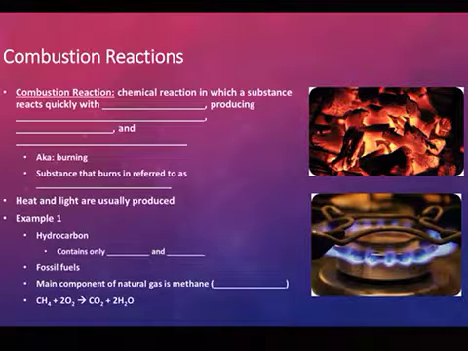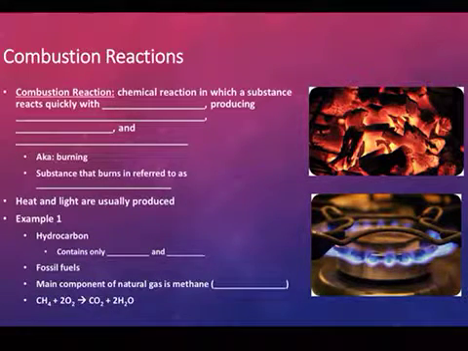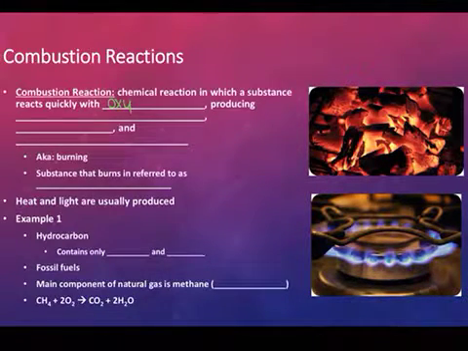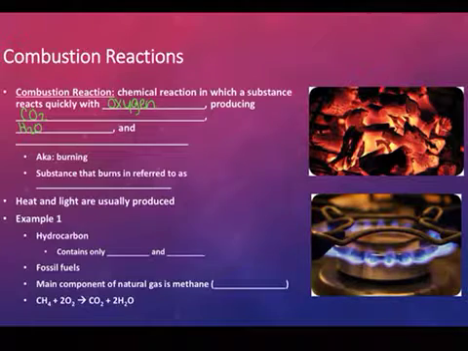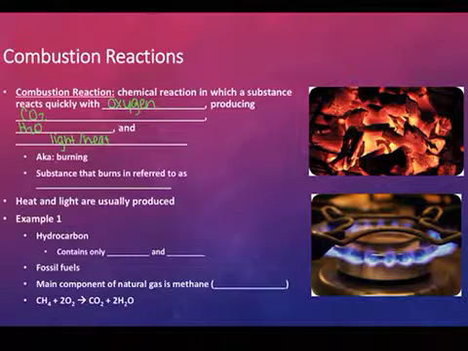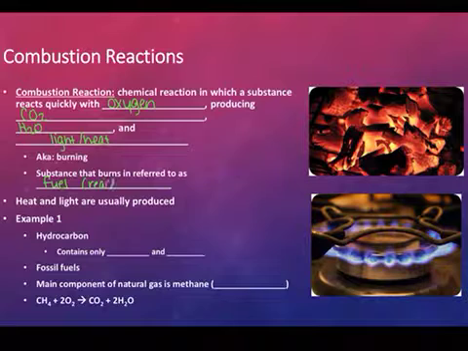The last type of reaction is a combustion reaction. This is a chemical reaction in which a substance quickly reacts with oxygen. When this happens, it will produce carbon dioxide, water, and either light or heat, or it could be both. These are really reactions that burn. The substance that burns is referred to as the fuel. So the fuel will also be a reactant in addition to the oxygen. Heat and light are usually produced.